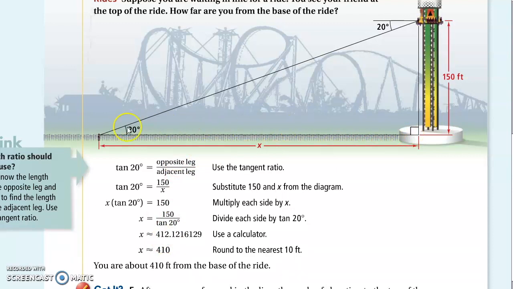So this isn't really anything different. Angle of elevation versus depression: angle of elevation means you're looking up, and angle of depression means you're looking down.